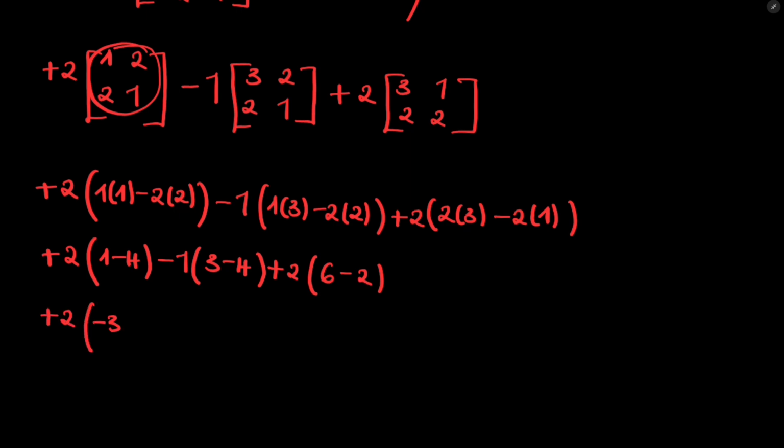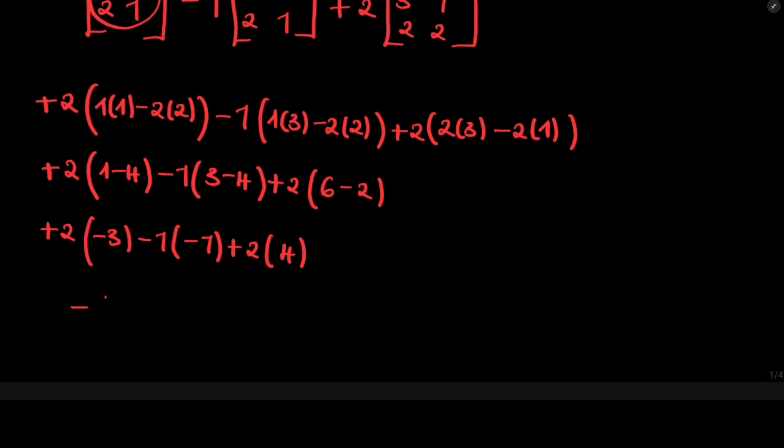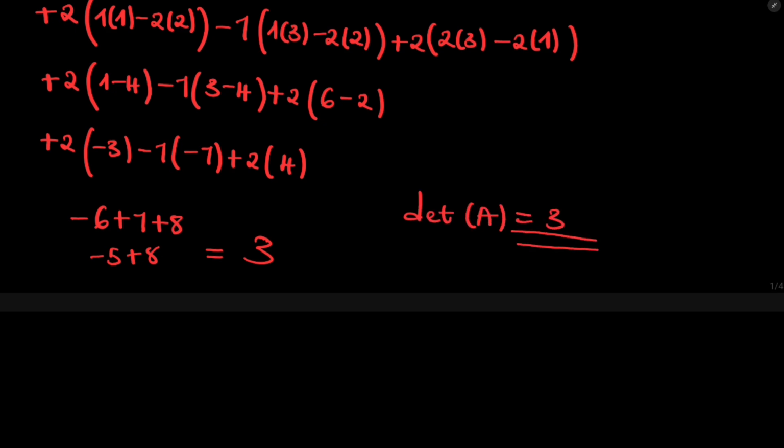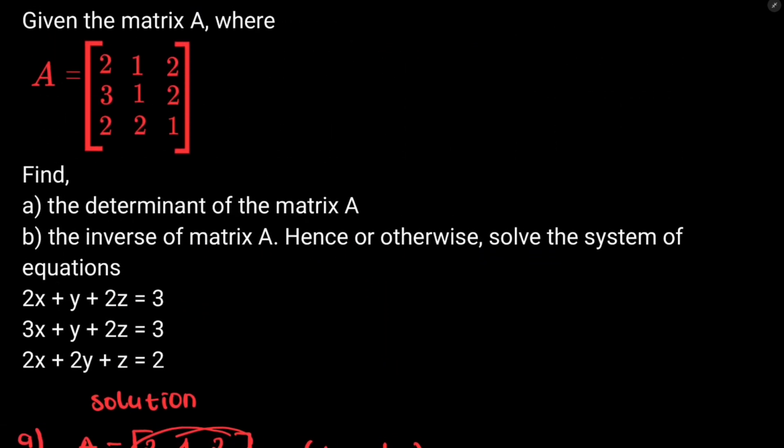So this is 2 times minus 3, minus 1 times minus 1, plus 2 times 4. So this is minus 6 plus 1 plus 8. Minus 6 plus 1 is minus 5, plus 8, so this is 3. So the determinant of the matrix A is 3. That is our A part of the question.